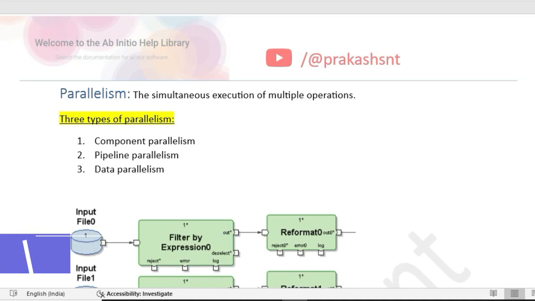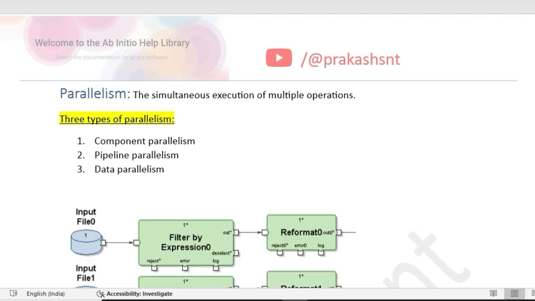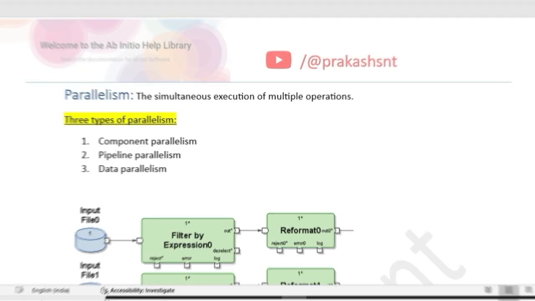In this video, we discuss Ab Initio parallelism and the types of parallelism that Ab Initio supports. As we know, we have three types of parallelism: component parallelism, pipeline parallelism, and data parallelism. We will discuss all three in this video.